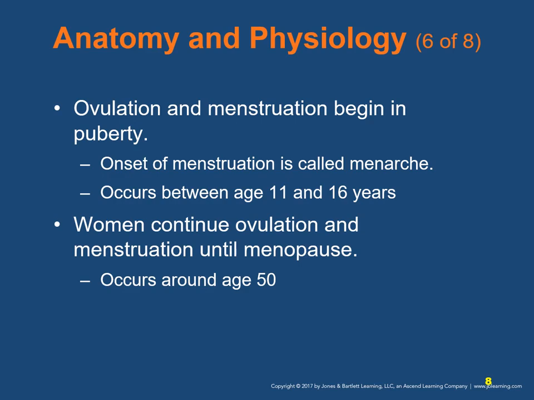When a female reaches puberty, she begins to ovulate and experience menstruation. The onset of menstruation is called menarche. It usually occurs between age 11 and 16 years. Any female who reaches menarche is capable of becoming pregnant. Women continue the cycle of ovulation and menstruation until they reach menopause. Menopause marks the end of menstrual activity and usually occurs around age 50.